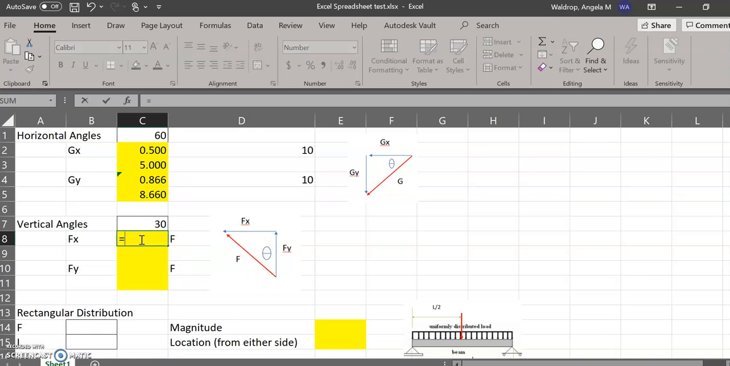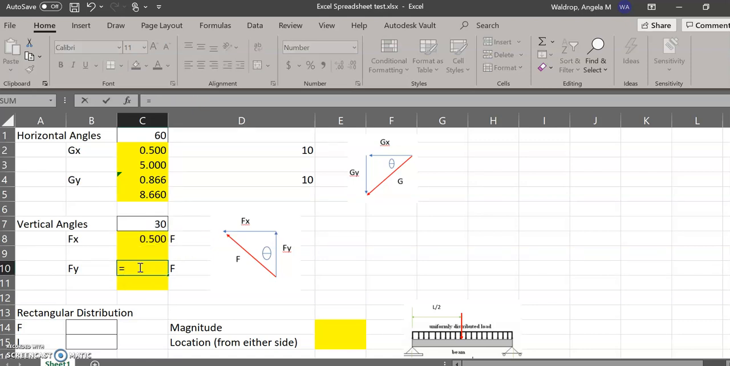So I'm going to go equals. This time I know right away if I'm looking at fx, that is opposite of the vertical angle, so that's going to be sine. But I have to convert my angle to radians first. So then I'm going to go ahead and type in the radians. I've got to close this to close that operation. And I'm going to use the second parentheses to close the overall operation. And there we go. Okay.